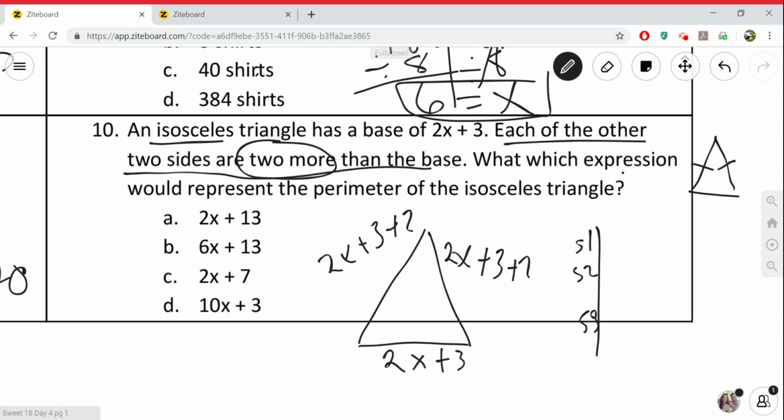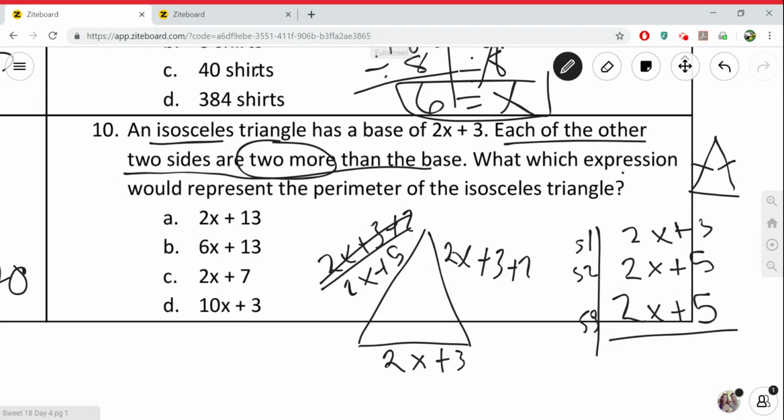So that gives me 2x plus 5. So I've got side 1 is 2x plus 3. Side 2 is 2x plus 5. And side 3 is 2x plus 5. So if I add these together, I end up with 5 plus 5 is 10, plus 3 is 13. And that's 2 plus 2 plus 2 is 6x plus 13, which is B.